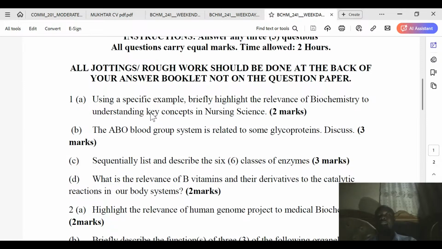So this is the description that we are going to explain in question 1b. We are going to explain it based on the concept.